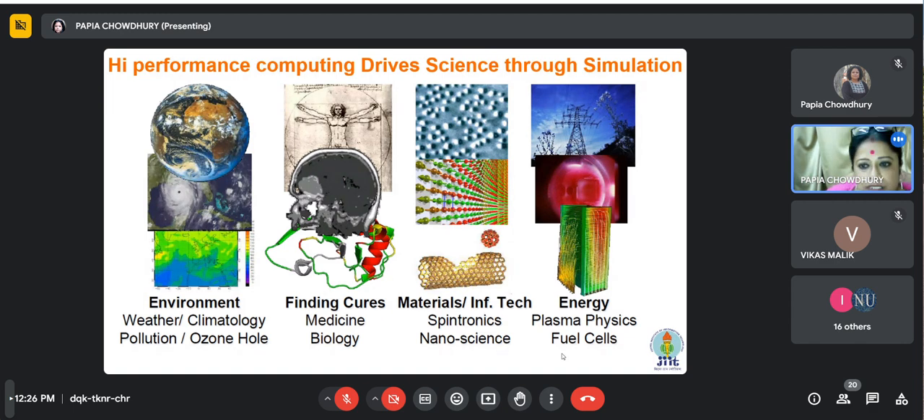As you can see in the slide, it works in an environment to predict weather and to get information about the pollution level. In medical science, for finding cures, basically for drug designing, to see protein folding or protein dynamics, it works very well. Also in material science, specifically for nanoscience, to get details about the structure dynamics, specifically in the application area of spintronics, it works very well. And also in the area of energy sciences, plasma sciences, fuel sciences, there is a huge application nowadays. People are using high performance computing and simulations in this area.